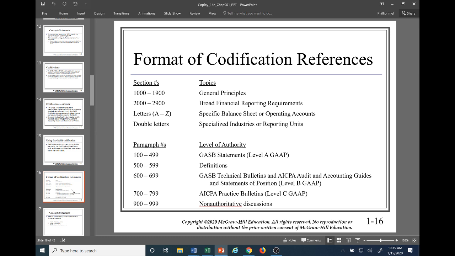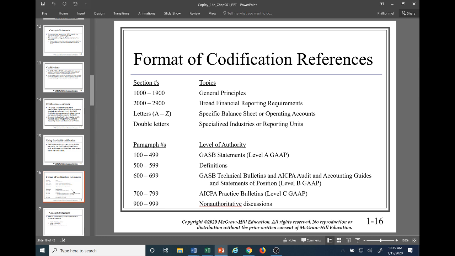So the 100 to 499 is your highest level A. These are still level A. Then we get to level B, level C, non-authoritative. So that's just a level of authority. This right here, just topics, just how they list it. So it's just a code, pretty much.